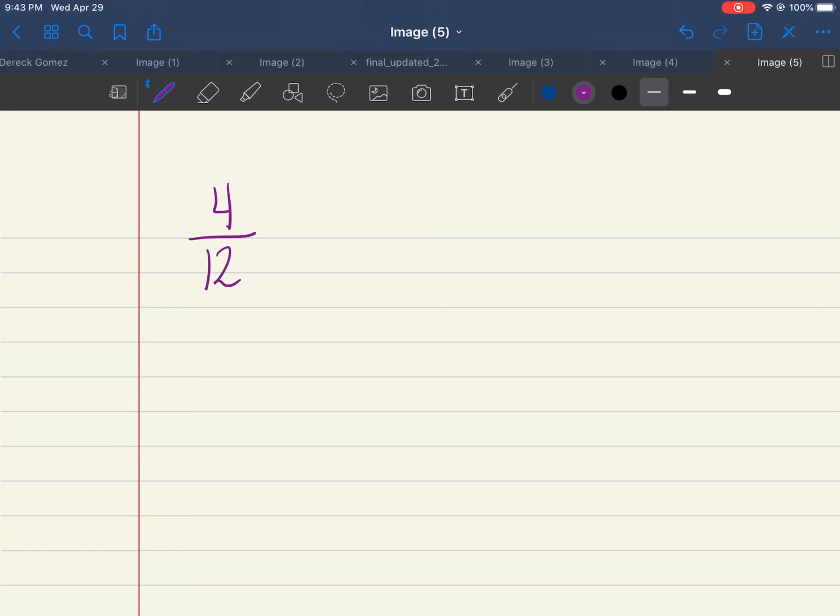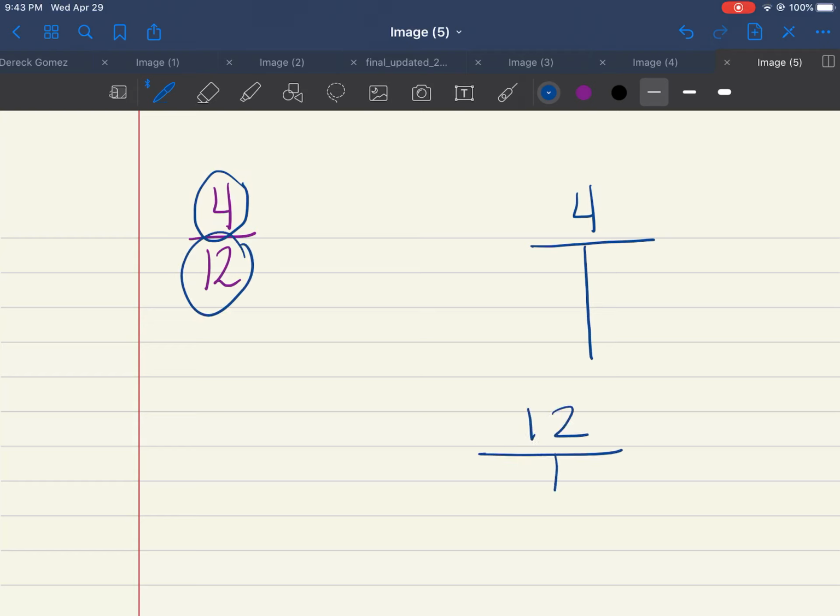So I'm going to go to another page. And my fraction is 4/12. So the way that we simplify it is we're going to, remember, take the number 4, and we're going to do our common multiples. Take the 12, and we're going to do the same thing. So we start with 1. 1 times what gives me 4? It's 1 times 4.